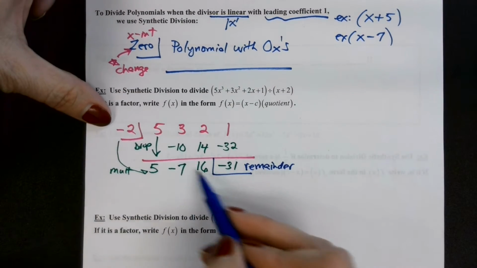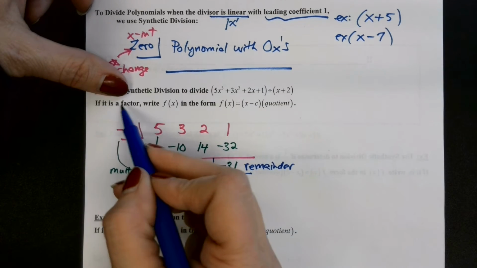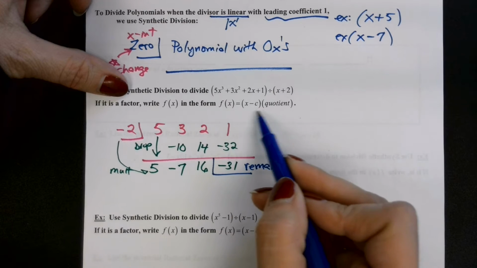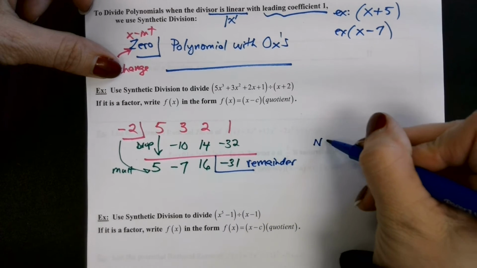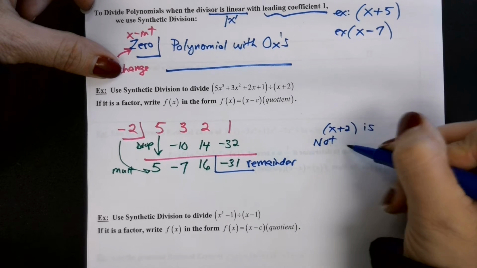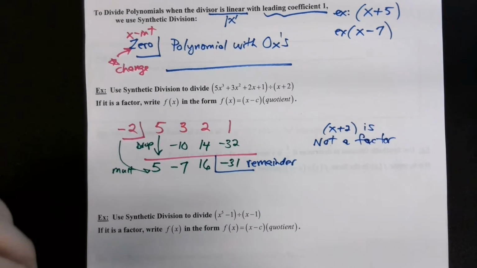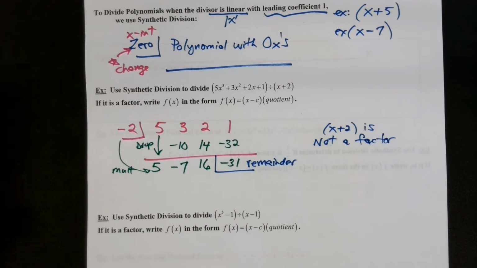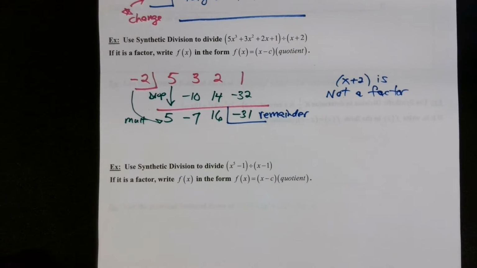So did this divide in evenly? No, because there's a remainder. If it was a factor, I'd have to write it in factored form, but it is not a factor, so let's just say x plus 2 is not a factor. We don't really care about the ones that aren't factors. We have to keep going until we find something that does divide it. We want to factor these polynomials.